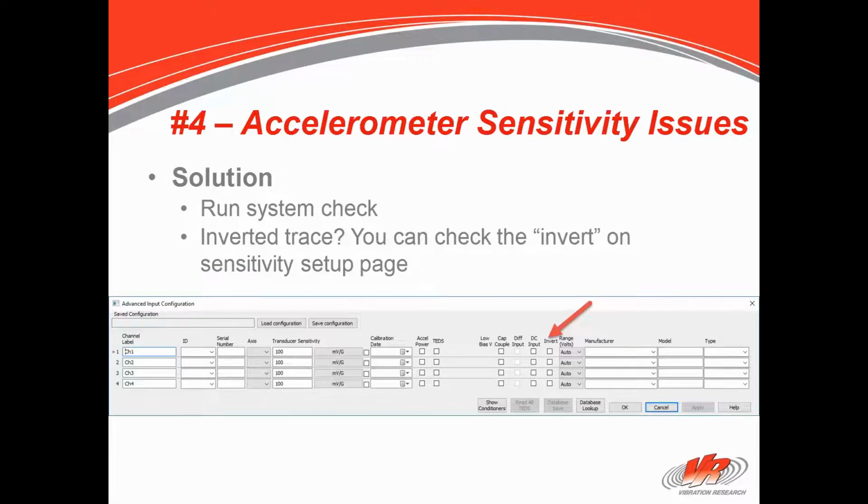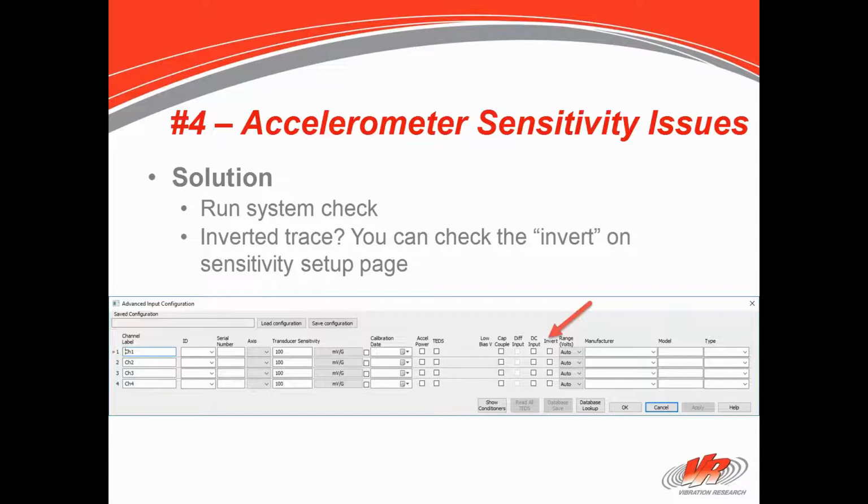I mentioned system check. When you run system check, what you want to see is that your accelerometer traces are all lying on top of each other. What you'll do is put a sine wave of a particular amplitude on the system, and whatever accels are hooked up should all track right on top of each other. If they don't, it's calibration differences somewhere.